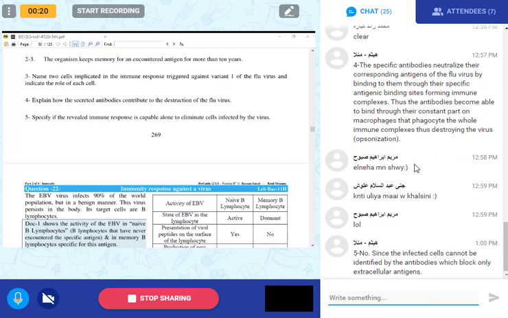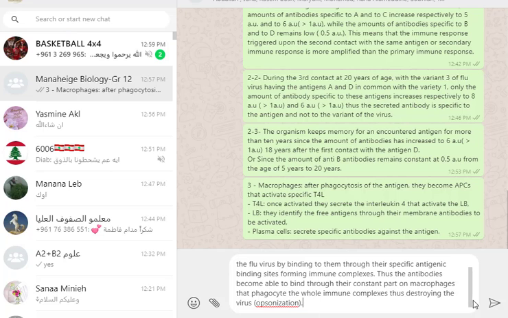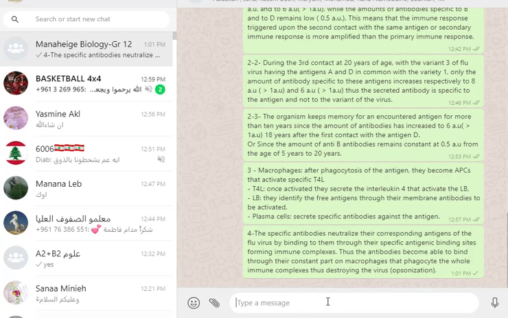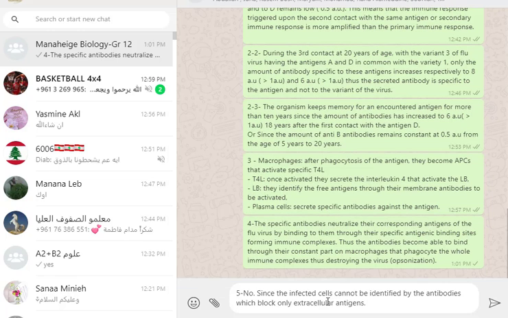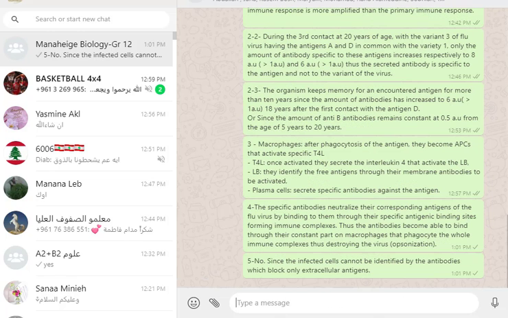No, since the infected cells cannot be identified by the antibodies, which block only extracellular antigen. فإذا الantibodies can only bind to antigens if they are free in the blood, بينما inside the cells we cannot reach them.